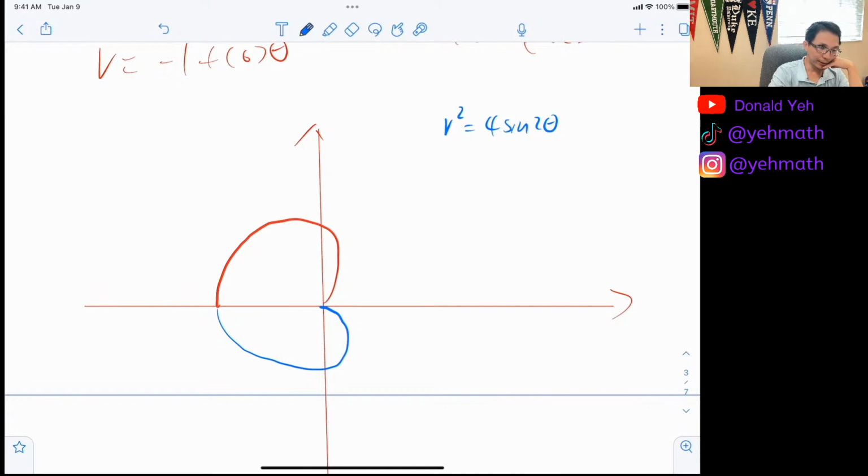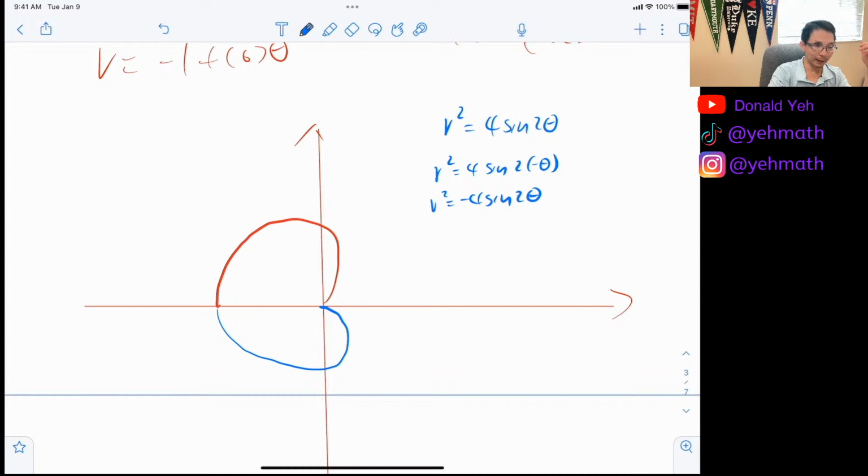So let's replace theta with negative theta. So r squared equals 4 sine of 2 times negative theta. If that's true, that's going to be 4 sine of negative 2 theta. Now, it didn't go back to the original state. So this is not symmetry to the polar axis.